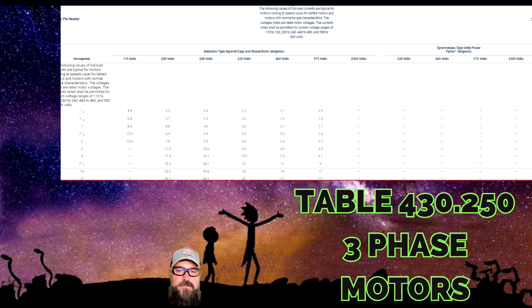And then if we go to the next one, 430.250. For 3-phase, same thing here. So 110 to 120, you're going to use the 115. 220 to 240, you're going to use the 230. 440 to 480, you're going to use the 460. 550 to 600, you're going to use the 575. Pretty simple.